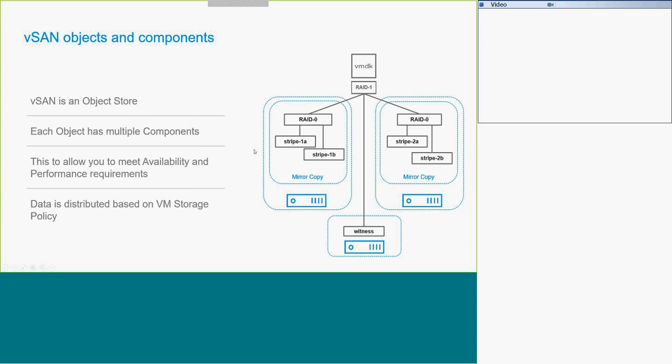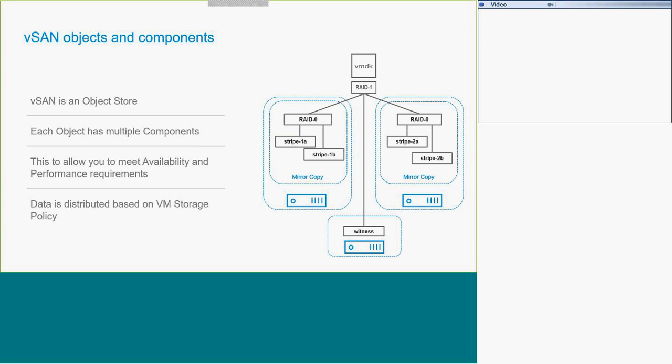The architecture: you have a number of hosts, minimum 3 in the server, then a ROBO configuration where you can have a minimum of 2 nodes in a cluster. A virtual machine has a home directory where we store the VMX file, VMDK files, and all other files related to the virtual machine.